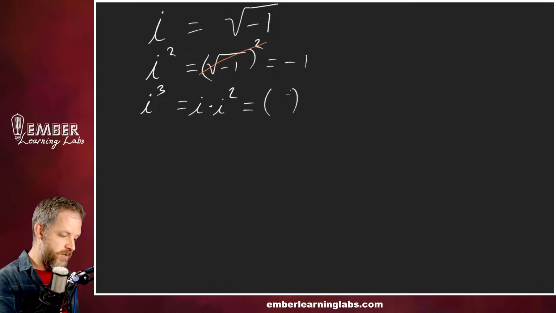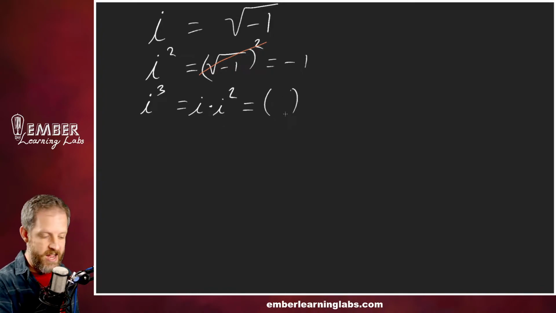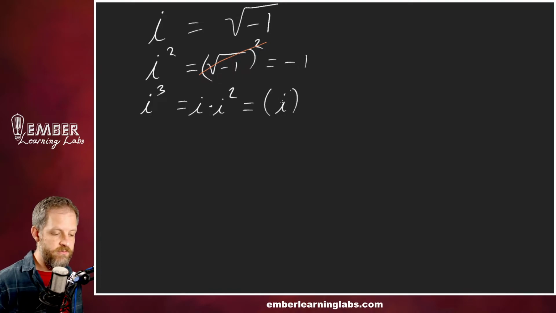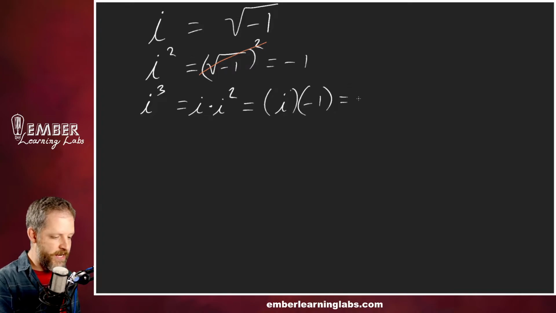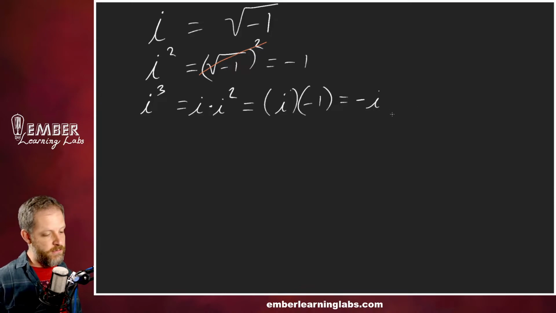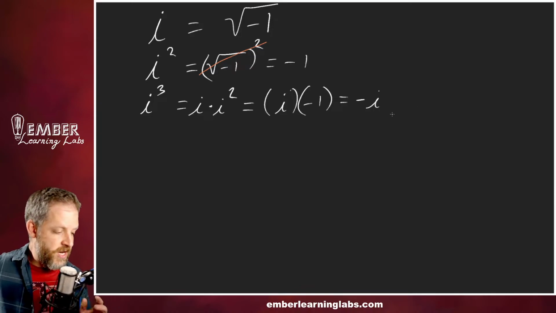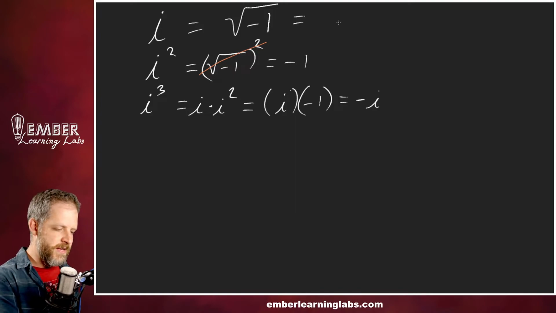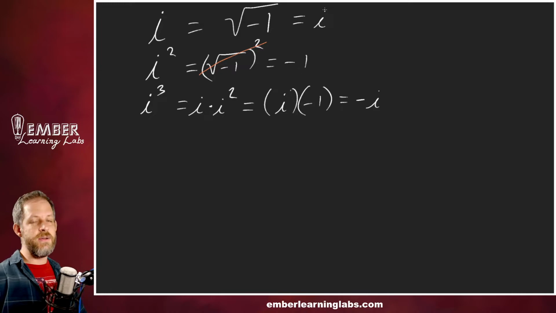i equals just i. It equals the square root of -1. And i squared equals -1. Well, -1 times i, or i times -1, equals -i. So i cubed equals -i. Now you may be noticing a pattern here, right? I'm going to add this i equals i up here at the top, just to see what's happening.